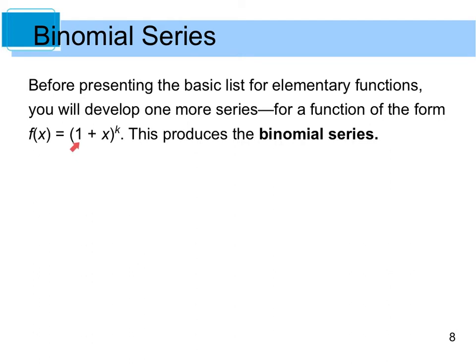So a binomial series is of the form 1 plus x raised to some value k. That's just what it's called, binomial series. So if we have some sort of expansion out of this, it'll be a shortcut similar to a Taylor.